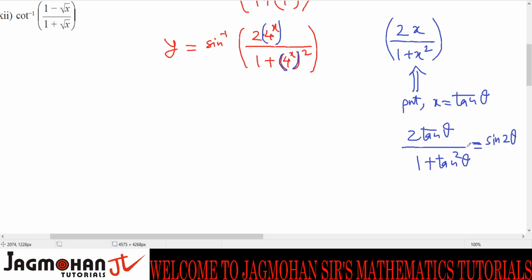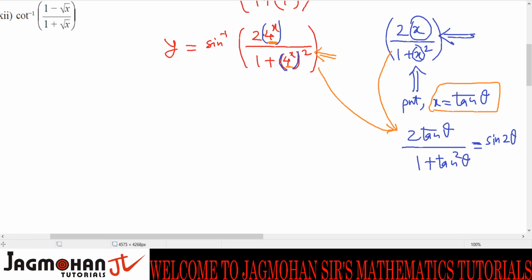Got it? Now, in this expression, I have got x. Here, I have got 4 raised to x. You will all agree to this? Yes or no? This is 4 raised to x. So in order to get this expression changed into this formula, I will have to put 4 raised to x as tan theta. So that is my next step.